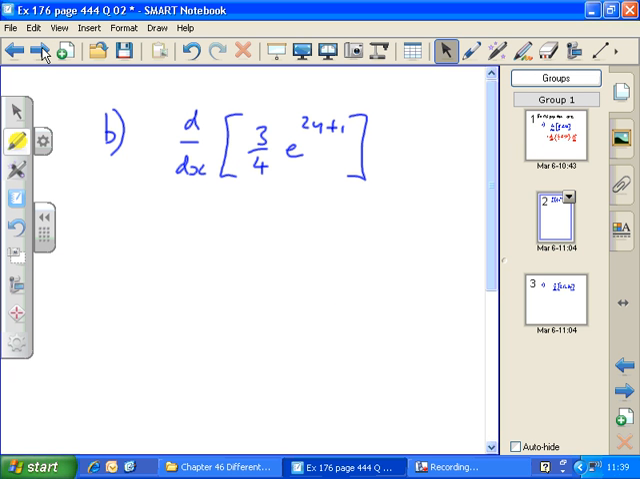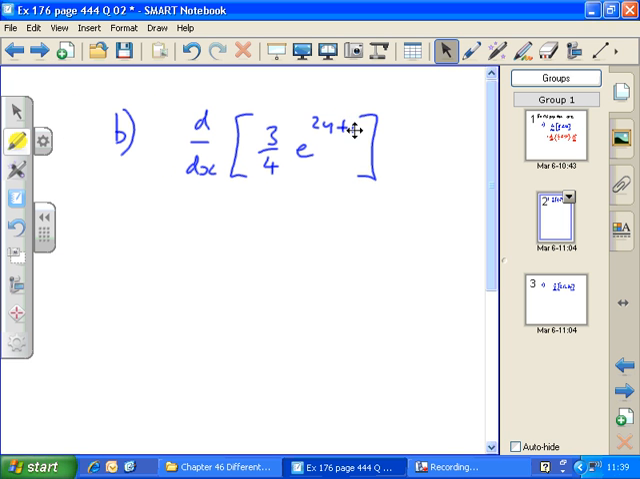Part B, a little more involved, because in here I have e to the 2y plus 1, and if you remember back to the use of the chain rule, that's how we would do something like that. We've got one function inside another. We've got 2y plus 1, and then the whole lot, e to the power of that. So I've got to use the chain rule in this, as well as the idea of these implicit differentials.